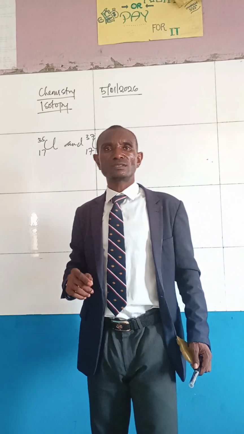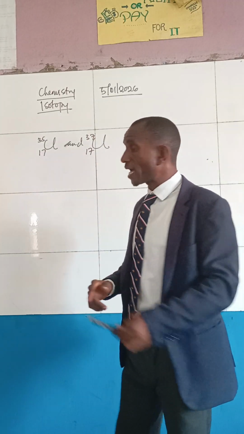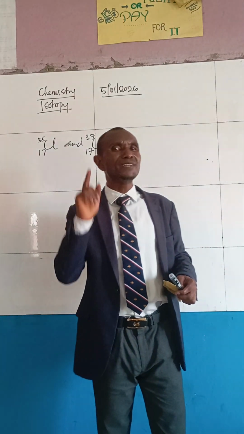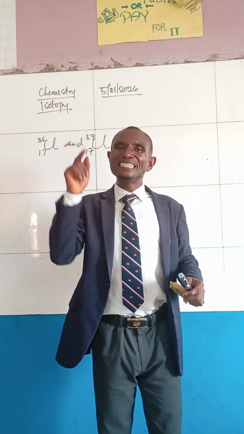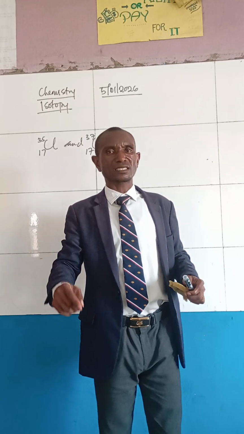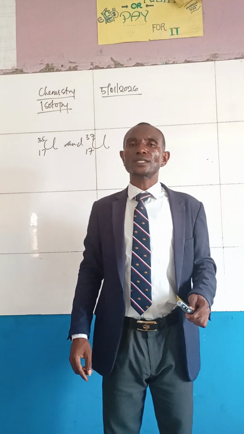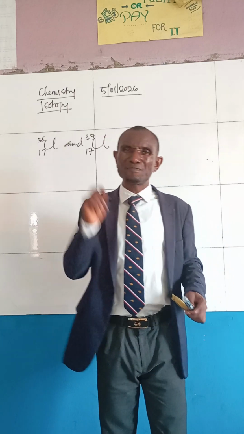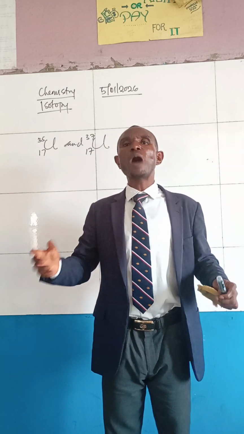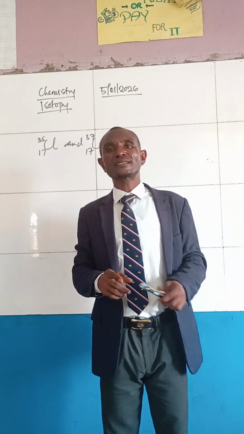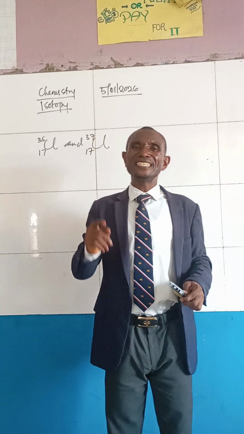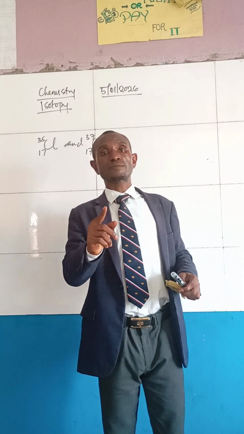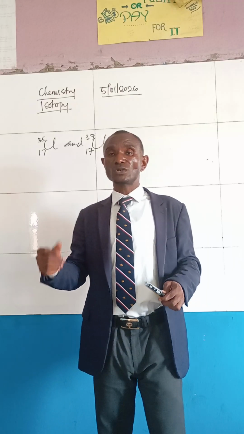In one question they ask, explain briefly why the relative atomic mass of chlorine is 35.5. Explain briefly why the relative atomic mass of chlorine is 35.5. From the explanation I'm going to give you now, you will be able to resolve that.